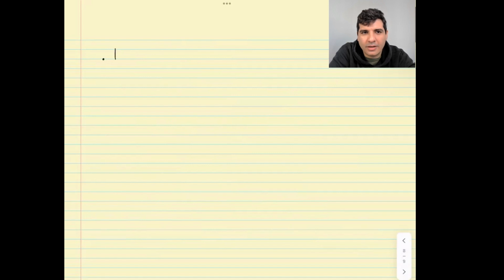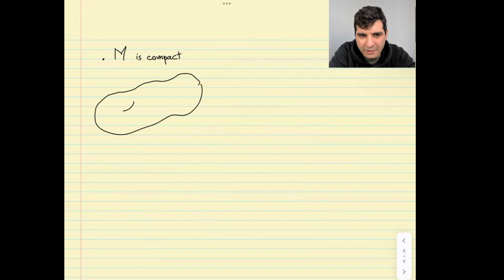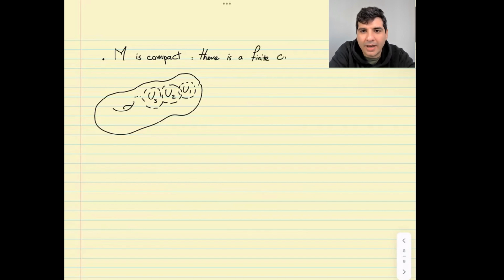So let's try to define these functions. The essential thing is that we are assuming M is compact. That's the assumption we are having here to make things simpler. So let's say this is M. Since M is compact, we can cover M with open sets U1, U2, U3, U4, etc. Each Ui is an open set. So there is a covering, and it's finite. So there is a finite open covering of M.